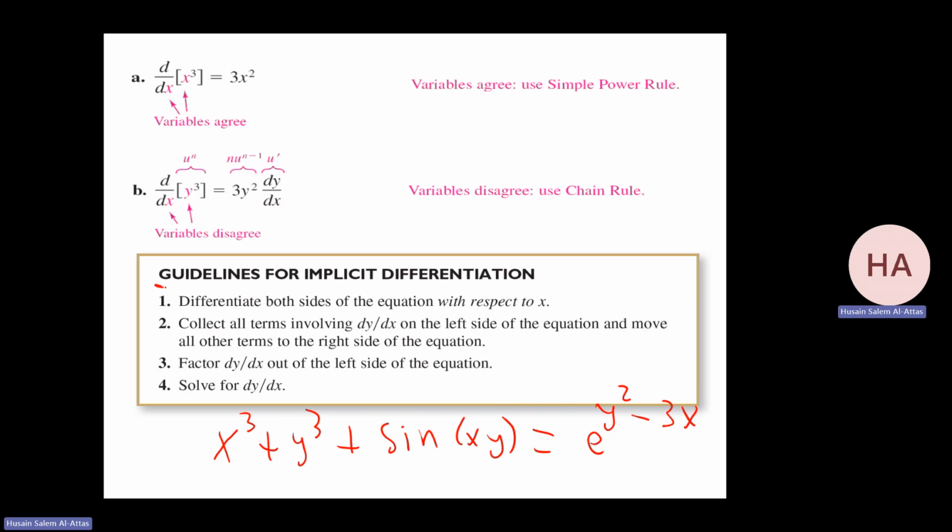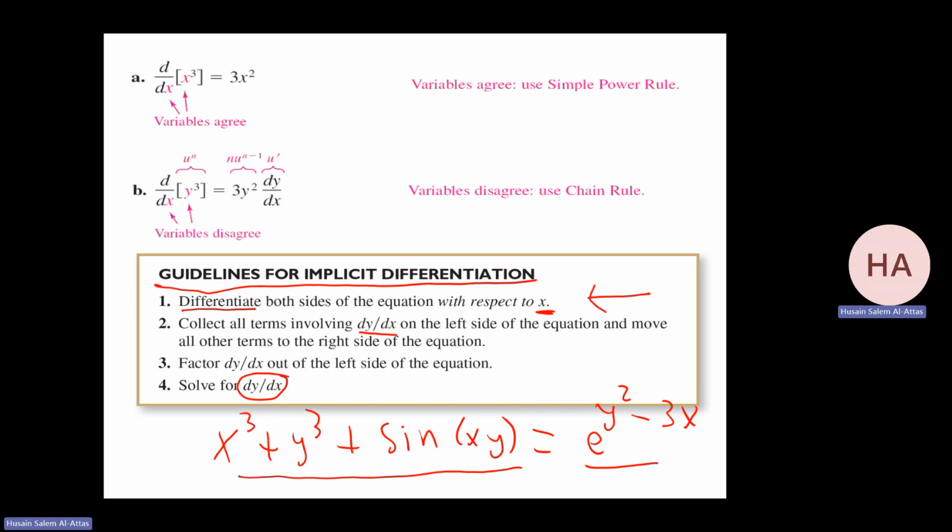Look at this. These are the guidelines for implicit differentiation. My first step: since I have two sides, the left-hand side and the right-hand side, I differentiate both sides with respect to x. And then I solve for dy over dx by collecting all terms involving dy over dx on one side and putting the others on the other side, then dividing to find dy over dx. So my first step, the most important step, is to differentiate both sides with respect to x.